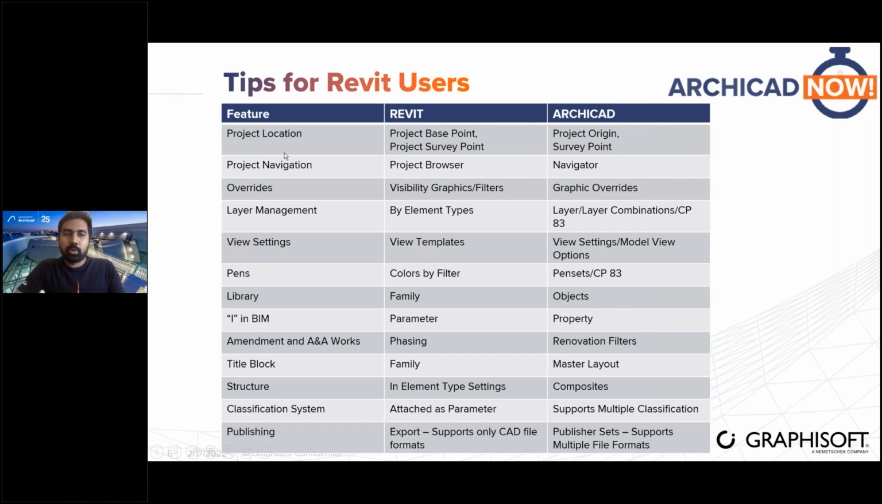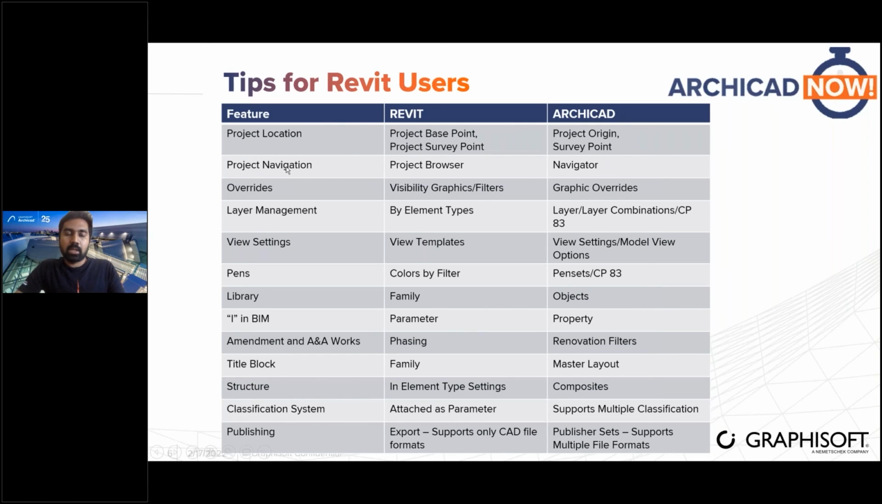Okay. So for project location, we have project base point in Revit and then project survey point. And similarly, in Archicad, we have project origin. This project base point is movable, and this project origin is not movable. And then we also have survey point. This survey point can be used to export information in different file formats like IFC and so on. So you can use this survey point as the origin and then export your project. So it's a bit more efficient now to handle the survey point and the project origin.